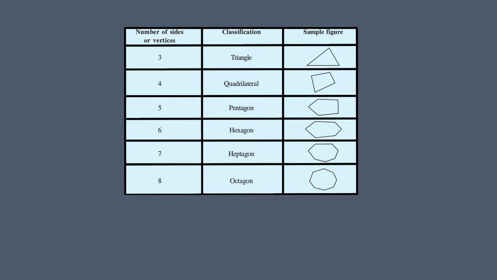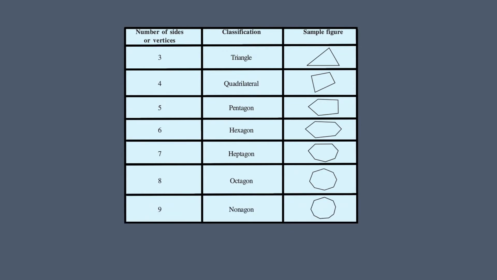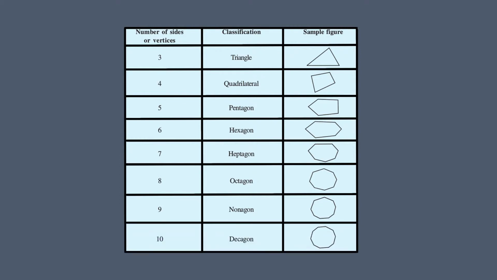An 8-sided polygon is called an octagon. A 9-sided polygon is called a nonagon. A 10-sided polygon is called a decagon. These are the names given to polygons with at most 10 sides.